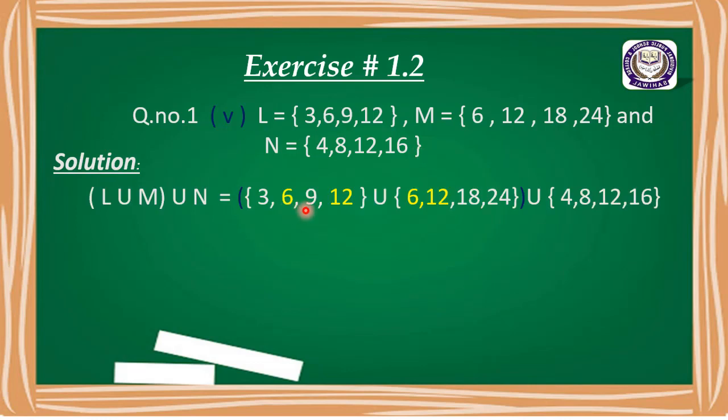First of all, we will take the union of set L and M. Here set L consists of the elements 3, 6, 9 and 12, and union M is a set which consists of the elements 6, 12, 18 and 24. First of all, we will find the union of these both sets, and then we take the union with the set N, which consists of the elements 4, 8, 12 and 16.